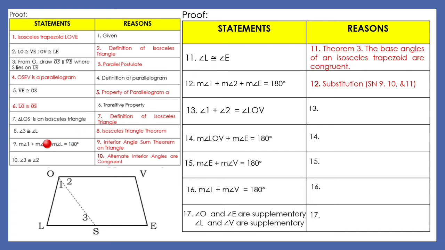So, sa measure of angle 3, sa substitute natin ay measure of angle 2. Kaya meron tayong measure of angle 2 dito. And sa measure of angle L, papalitan natin siya ng angle E. So, we have here measure of angle E equal siya sa 180 degrees.